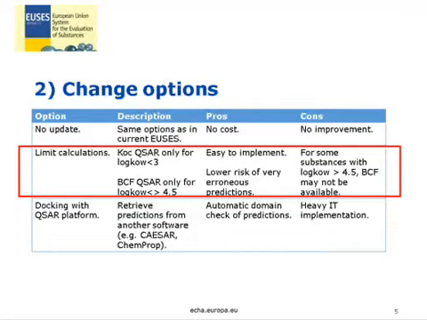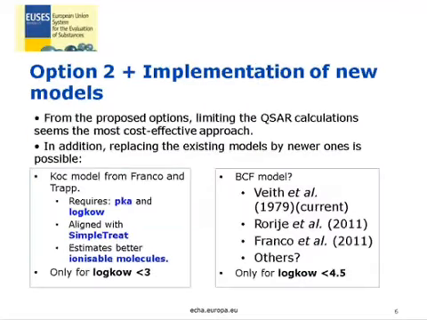The advantage is it's an automatic domain check for predictions, and the con is it's a really heavy IT implementation. So putting this red frame around the second option, that's the option, let's say, that we would propose: limit calculations depending on the log KOW value. From the proposed options, limiting the EUSES calculation seems the most cost-efficient approach. And in addition, replacing the existing models by newer ones is possible.